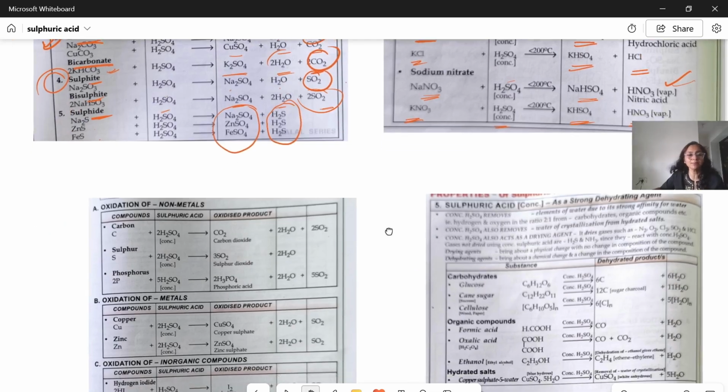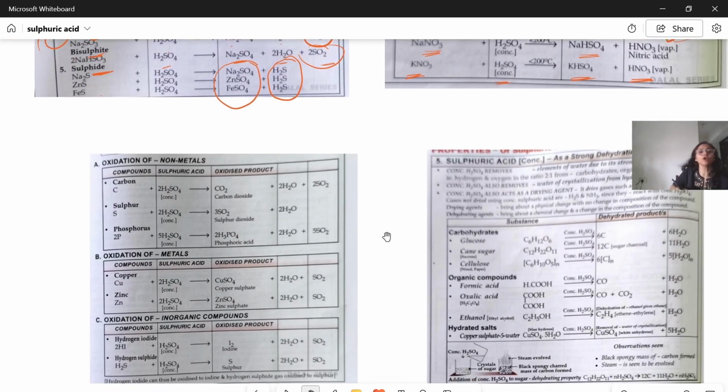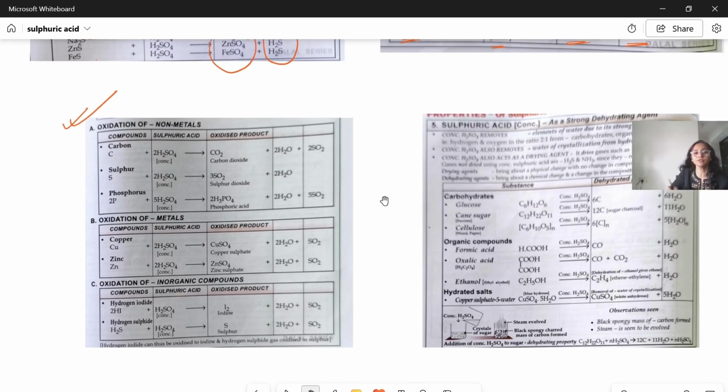Next, what is the next type of reaction? Or B, there are some oxidation reactions of sulfuric acid. Oxidation reactions of sulfuric acid, like you can see carbon. These are non-metals, right? Non-metals for oxidation. So carbon and sulfuric acid will give us carbon dioxide, water, sulfur dioxide. We have to remember. See, there are a lot of reactions in chemistry. We have to learn all of them. Sulfur plus sulfuric acid gives sulfur dioxide and water.